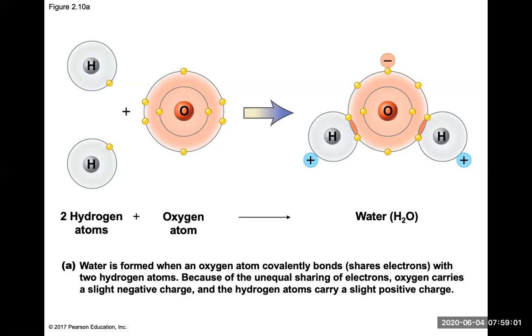It's formed when an oxygen covalently bonds and shares electrons with two hydrogen atoms. But because the electrons are unequally shared, oxygen carries a slight negative charge, and the hydrogen atoms carry a slight positive charge. So we get what we call a polar molecule, where one side of the molecule is more positive and one side is more negative. And it gives water this kind of bent appearance.